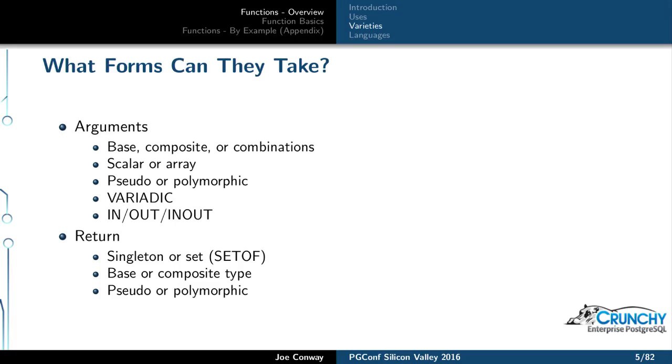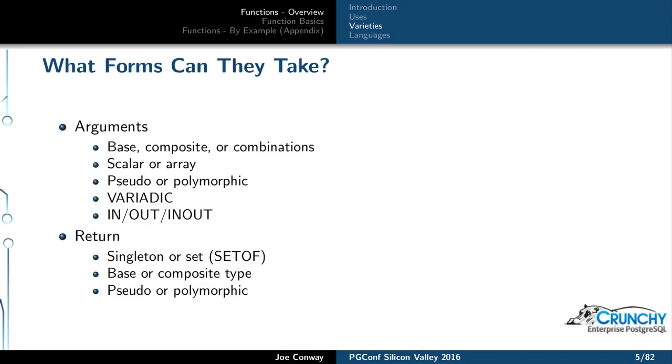Variadic, which means you can define an argument that can be any number of elements as long as they're all the same data type. And then they can be marked as being in arguments or out arguments or in out arguments. And again, we're going to see a bunch of examples of all this if you're not familiar with it as we move on through the slides.